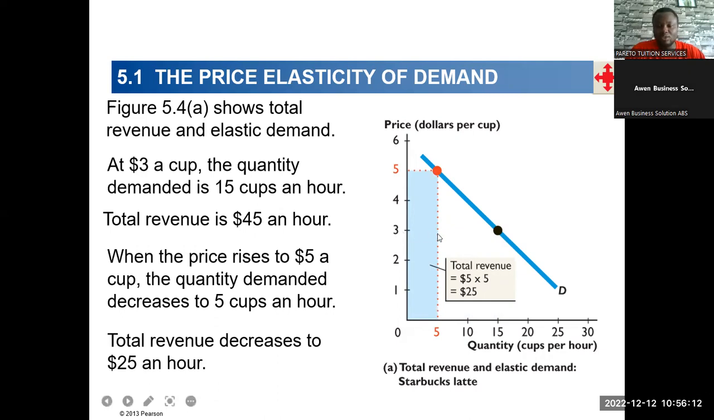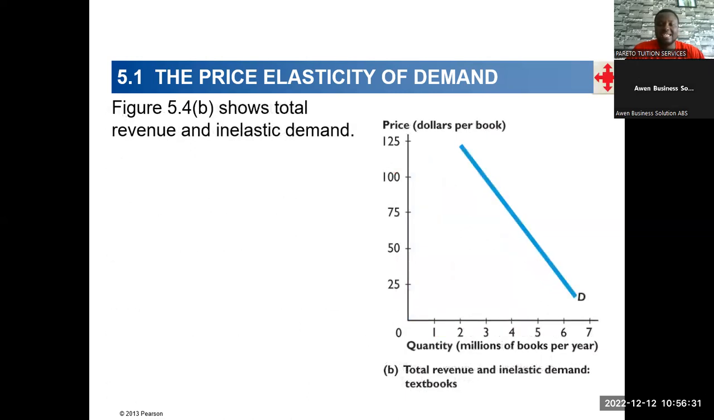At a price of $3, we're at the midpoint. So any point above the midpoint, the demand is elastic. So here the price increased and total revenue decreased. So you see that they are moving in opposite directions. So it means that the demand here is what? Elastic.